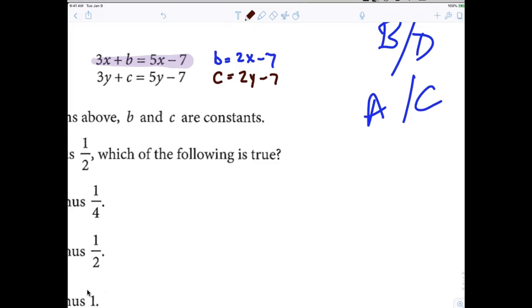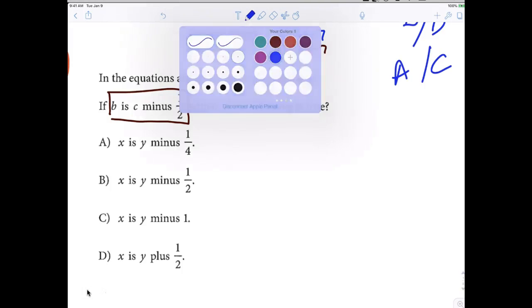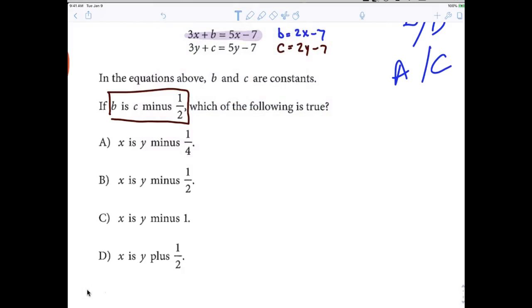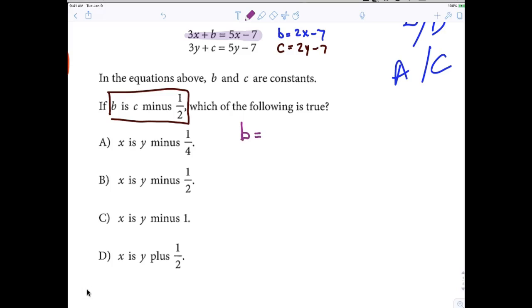All right, then the only other thing we have to look at is we have to write this. And I think that was pretty obvious, where it said b is equal to c minus 1/2. Is everybody okay with that? B is equal to c minus 1/2.